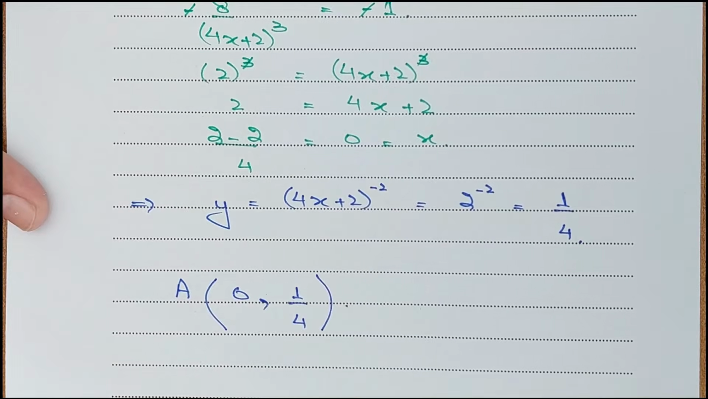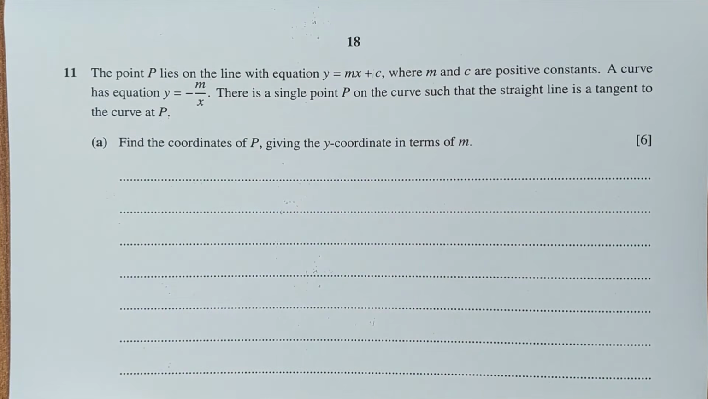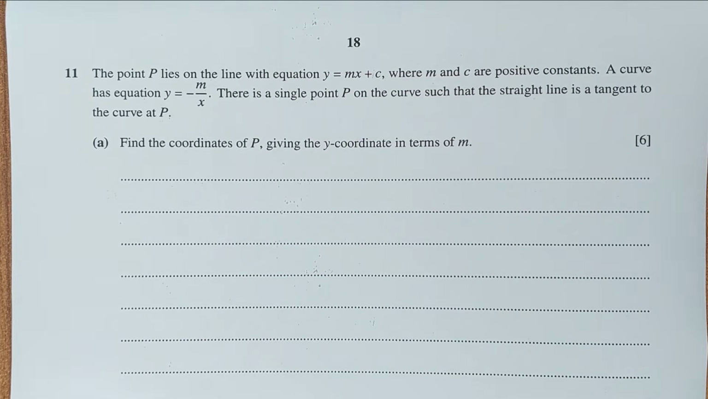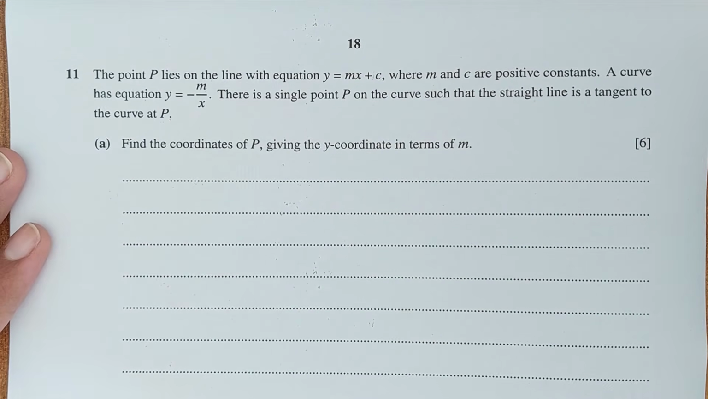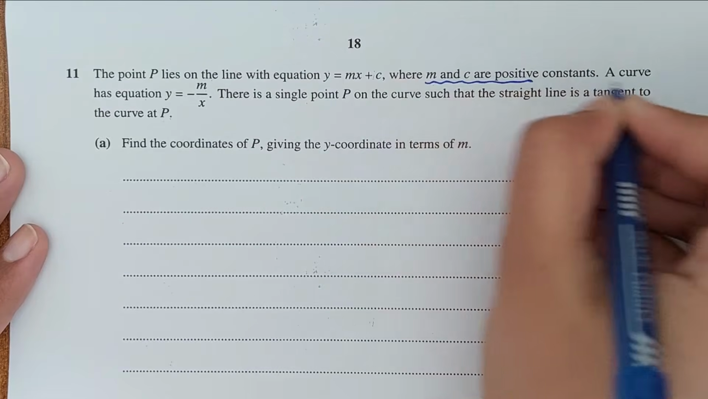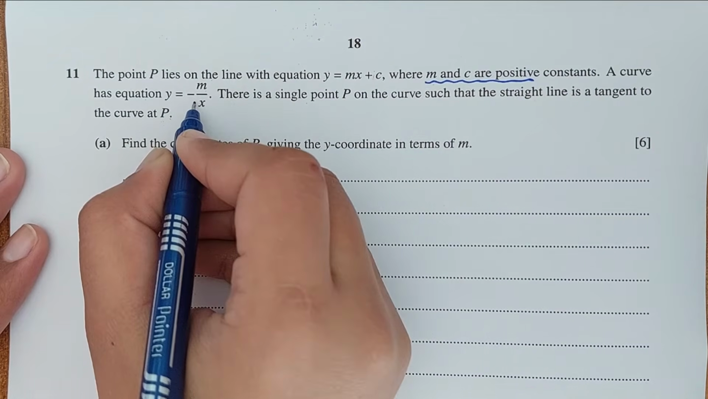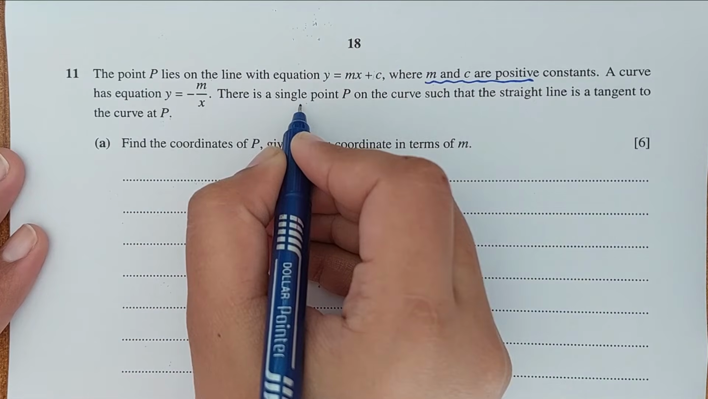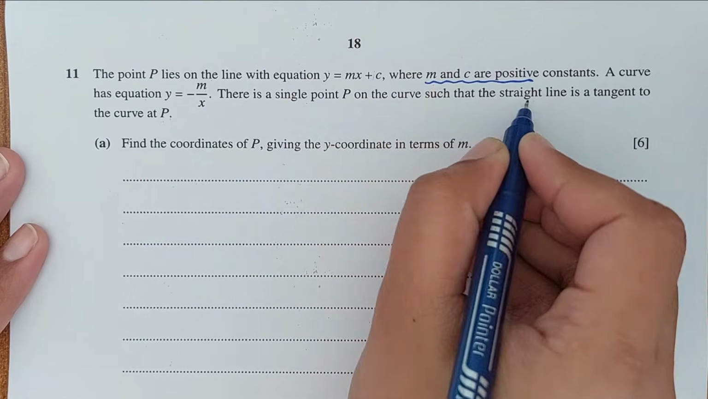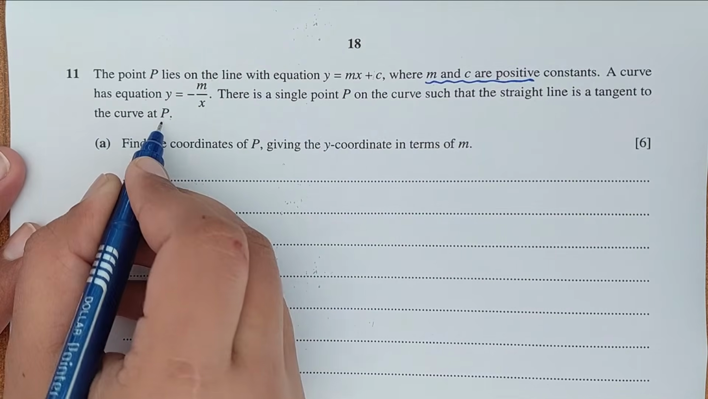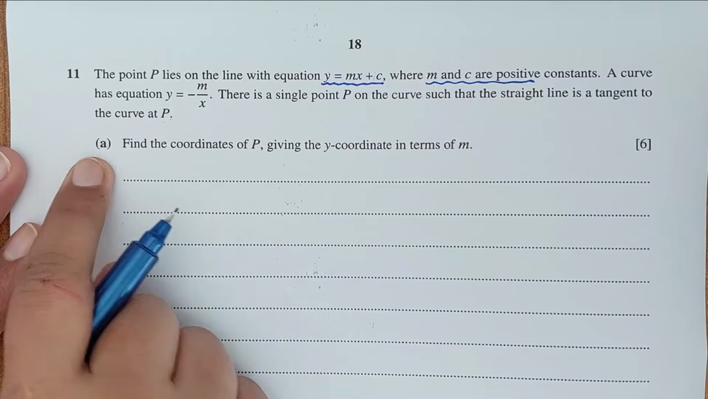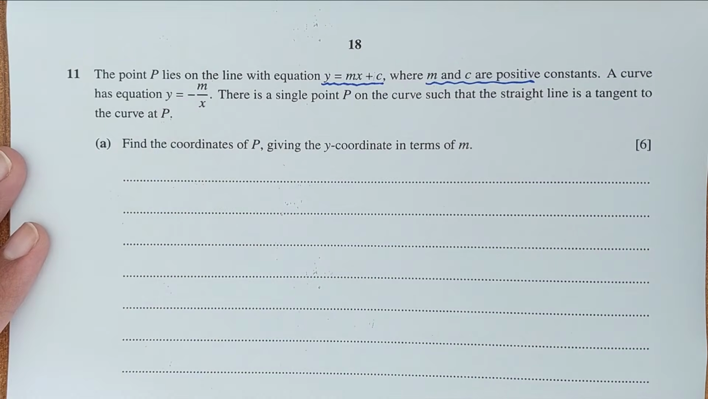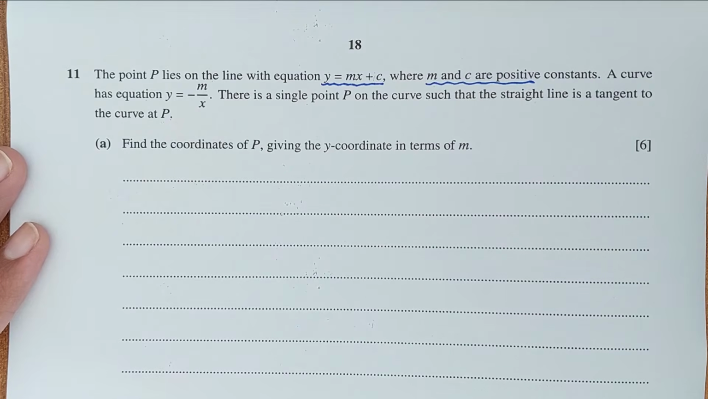Right. Now for question number 11, the point P lies on a line with equation y equals mx plus c, where m and c are positive constants. So m and c should be positive. A curve has equation y equals minus m over x. There is a single point P on the curve such that this straight line is tangent to the curve at P. So this is basically the equation of the tangent of this curve. Now for part A, find the coordinates of P, giving the y coordinate in terms of m.